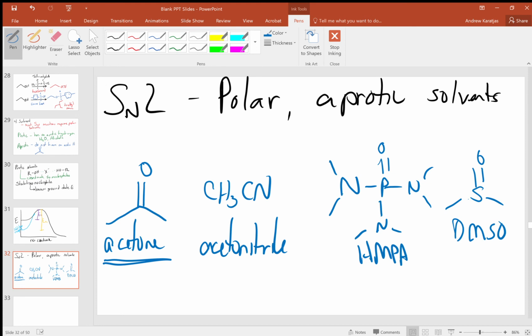But all four of these solvents have the common property that they're polar. We should be able to identify a polar bond in every one of them: the carbon-oxygen bond, the carbon-nitrogen bond, the phosphorus-oxygen bond, or the sulfur-oxygen bond. So they're all polar molecules. But in addition to that, none of them have any acidic hydrogens. And so that makes them ideal for an SN2 reaction.